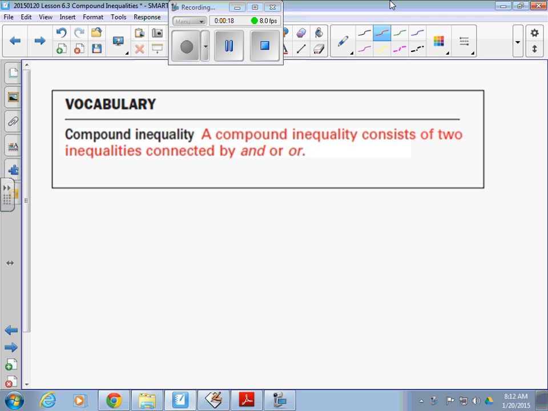One definition to start everything. What is a compound inequality? It's two inequalities connected by the words and or or. So it's going to have either the word and or or between two inequalities.